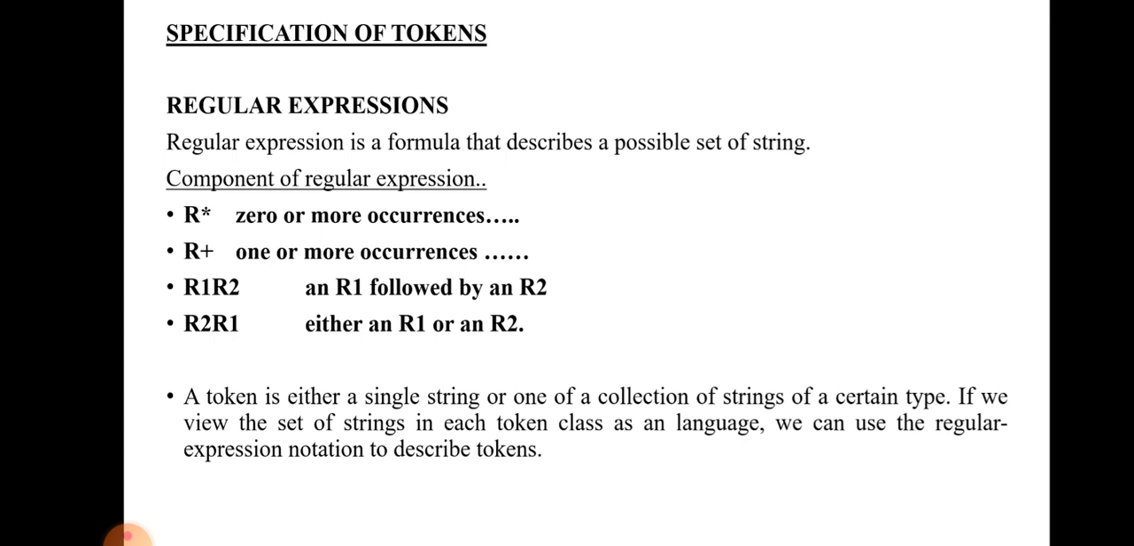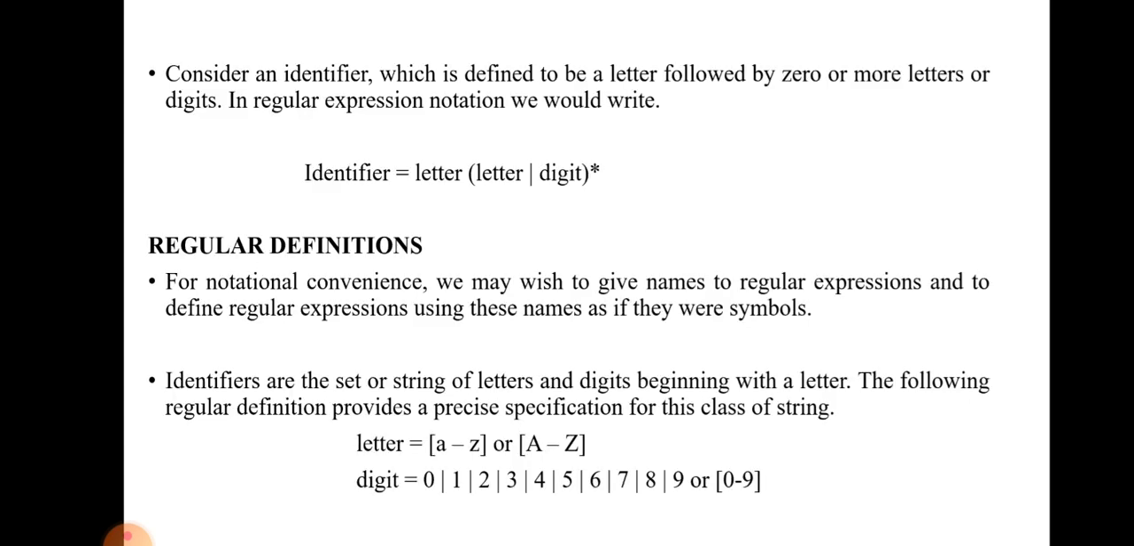There are some components in regular expression. One is R star. Star is nothing but closure, zero or more occurrences of the particular input string, and plus is one or more occurrences of a particular input string. R1 and R2 concatenation means R1 followed by another regular expression R2, or either R1 or R2. So this is the regular expression.